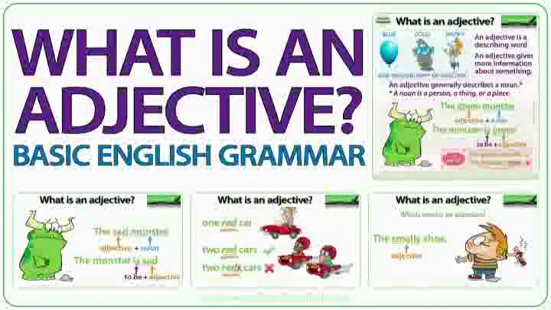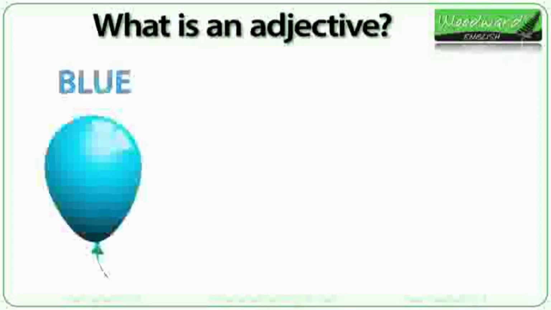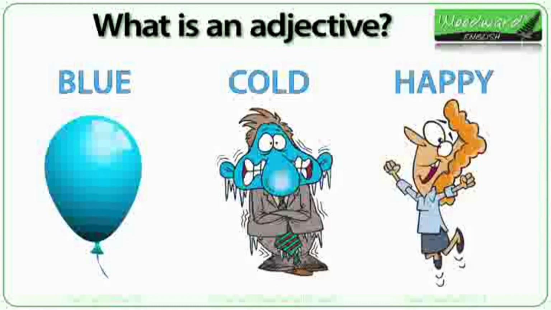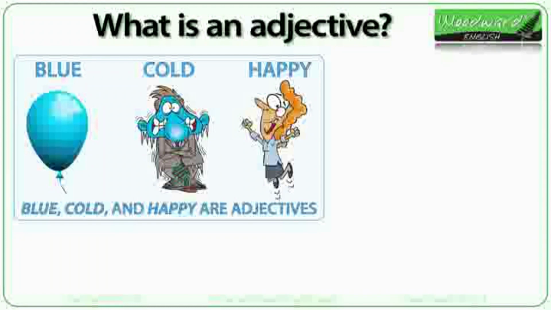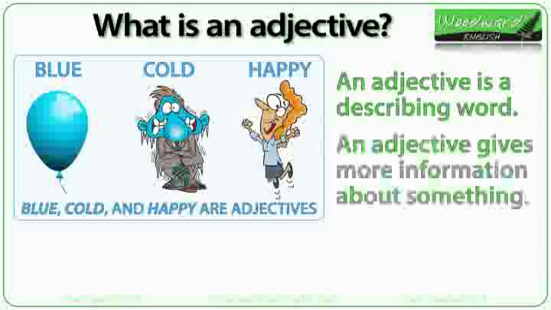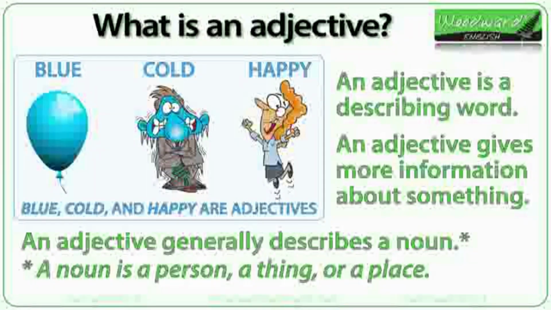What is an adjective? Basic English grammar. What is an adjective? Blue is an adjective. Cold is an adjective. Happy is an adjective. An adjective is a describing word. An adjective gives more information about something. An adjective generally describes a noun. A noun is a person, a thing, or a place.